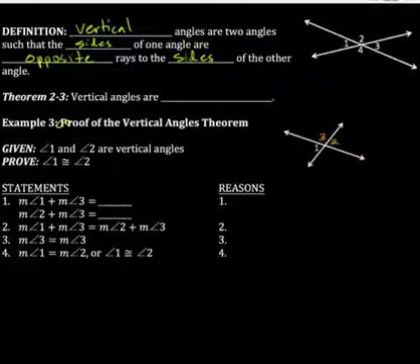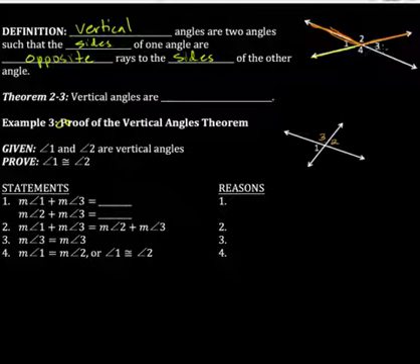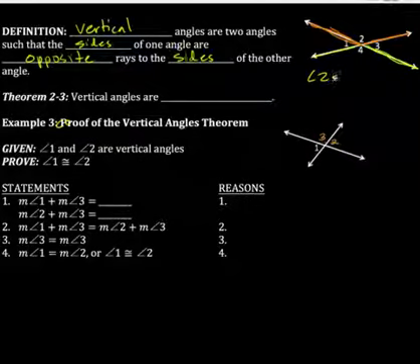Well, let's think about what that would mean. If I look at angle 2 right here, the sides of angle 2 would be this ray right here and this ray right here, right? Those are the two sides of angle 2. What about angle 4? Well, its sides are this, which is an opposite ray to this guy over here, and this, which is an opposite ray to this guy right here. So we would say that angle 2 and angle 4 are vertical angles.